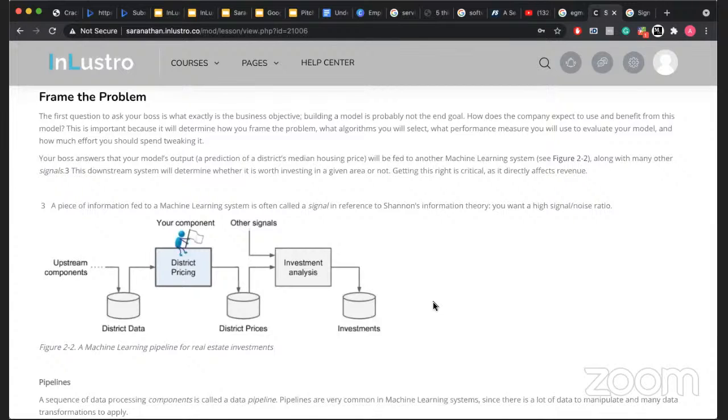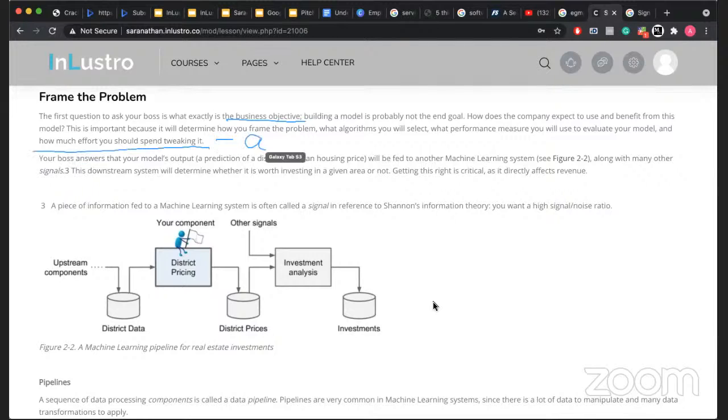The first question you ask your boss is exactly what the business objective is. Why are we developing this particular price prediction model? Building a model is not the end goal. The company expects to use it in a certain way and benefit from the results of the model. It's important to know this because it helps you frame the problem, influences your choice of algorithms and even the performance measure that you use to evaluate the model. And most importantly, the amount of effort you spend on tuning it.